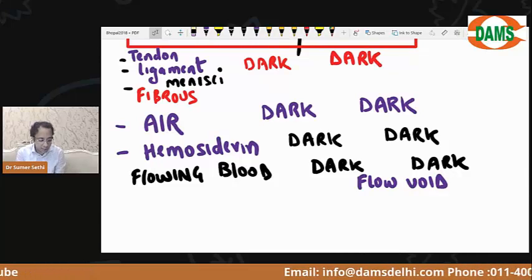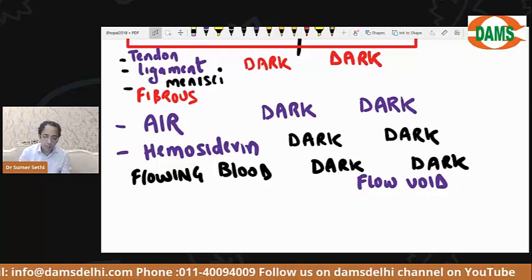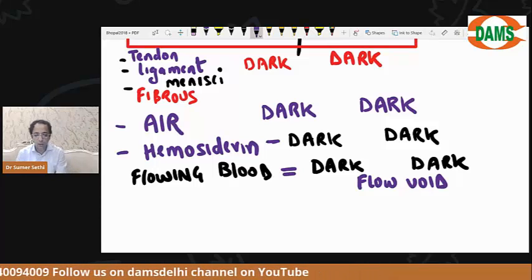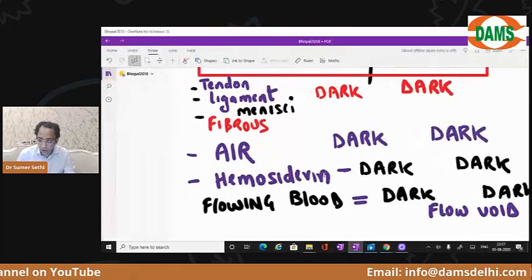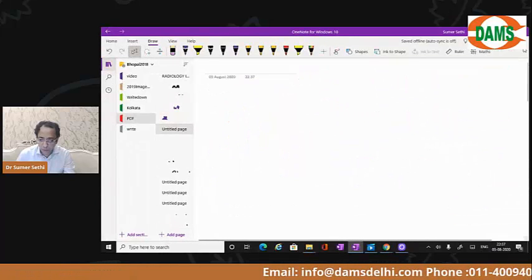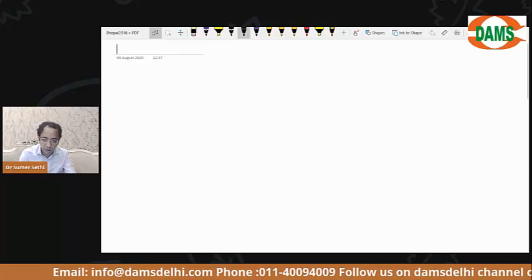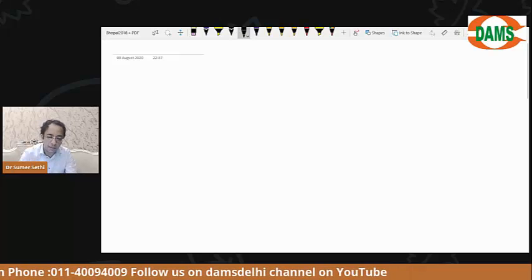Fibrous structures like tendon and ligament are dark on MRI. Air is also always dark on MRI. Hemosiderin will be dark on MRI. Flowing blood will be dark on MRI. Once you are clear with this, I will explain some things that you will learn in medicine and ENT and different subjects. First, let us understand something that you learned in ENT.